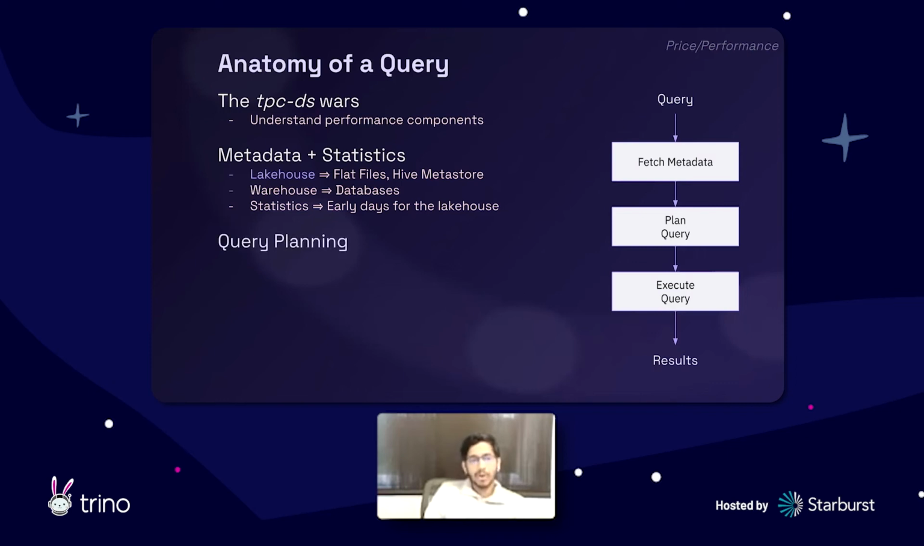So next you come to query planning, which is, well, now I've figured out my data. I know the files that I need to read, but given 5 tables like that, how do I now plan the query?